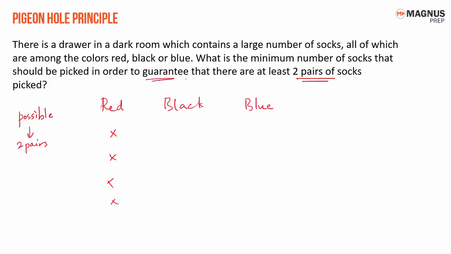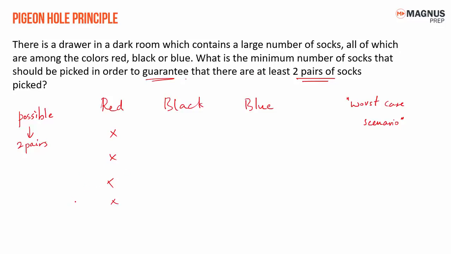When we go about guaranteeing it, just like we did in the previous case, this is basically the pigeonhole principle all over again. When you have to guarantee it, you have to think in terms of the worst case scenario. What is the worst case scenario? We're trying to avoid this situation as much as possible. What situation? That there are at least two pairs of socks. We keep on picking socks, but we're trying to avoid this particular situation, right?